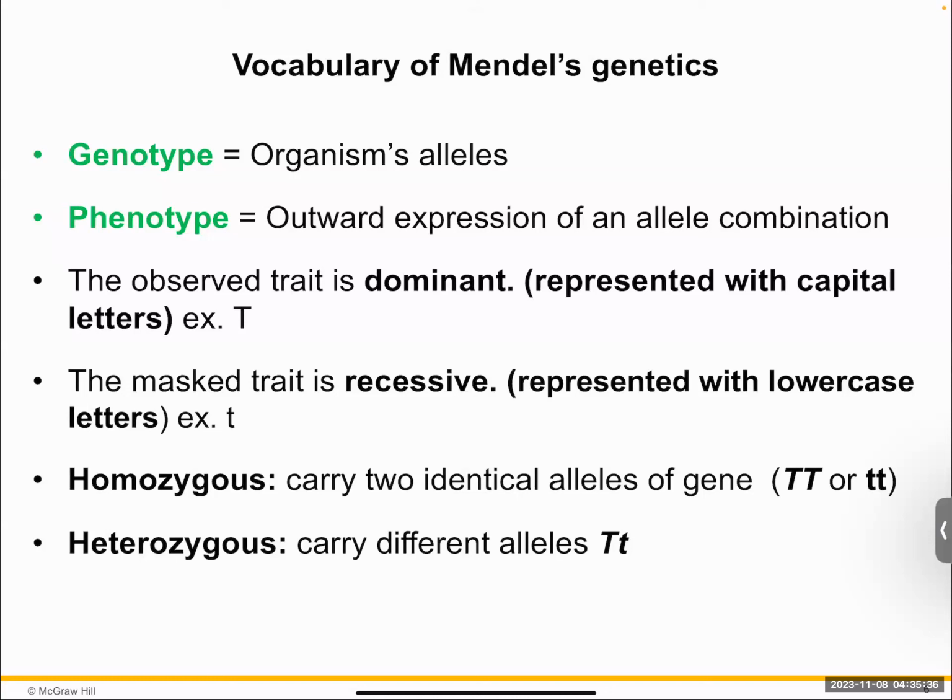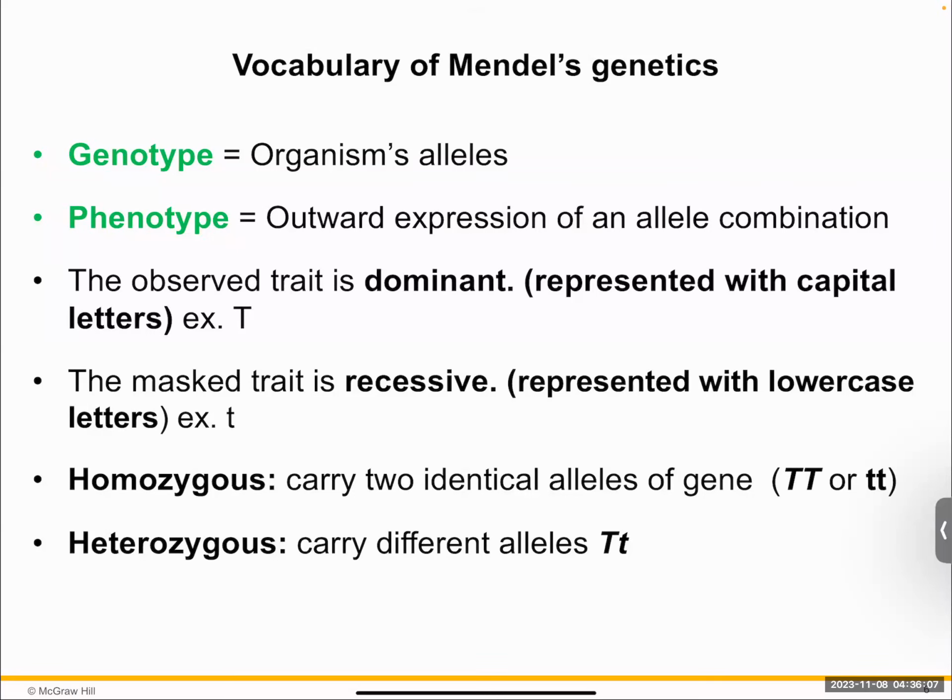Now, another thing that you have to be careful with, specifically when answering questions about Punnett squares or Mendelian genetics, is the concept of genotype versus phenotype. Genotype is basically an organism's alleles, and I'll talk about that in just a minute. So, the variation in that specific gene that you're discussing, versus phenotype, which, as I mentioned already, is an outward expression of the allele combination.